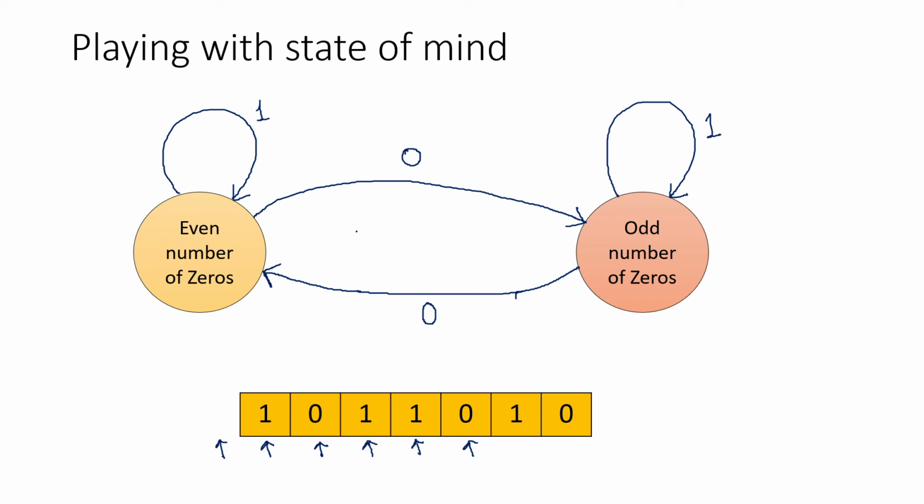And then if you visit another 0, your state of mind will change from even number of zeros to odd number of zeros again. So let's do one thing.